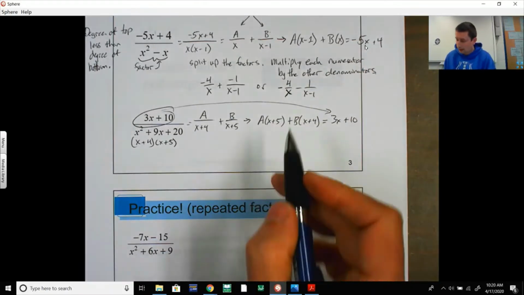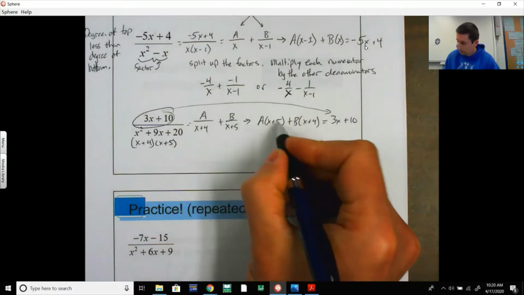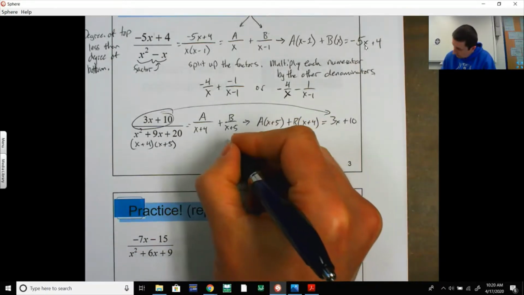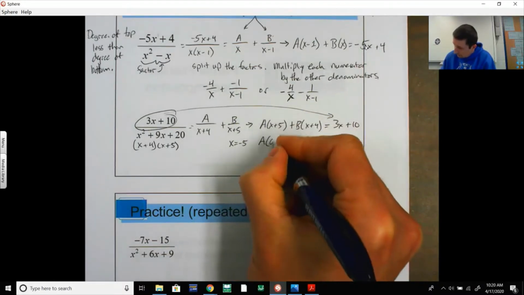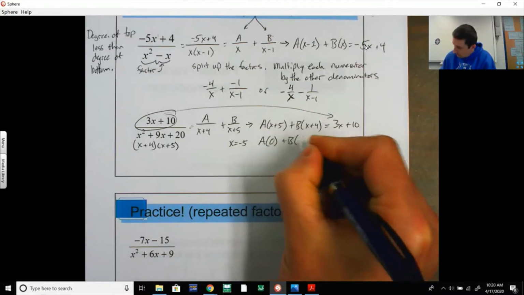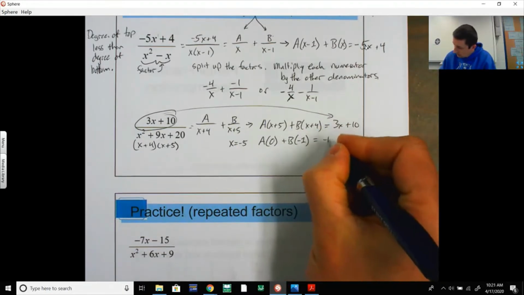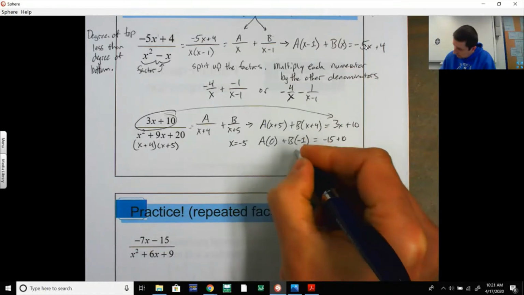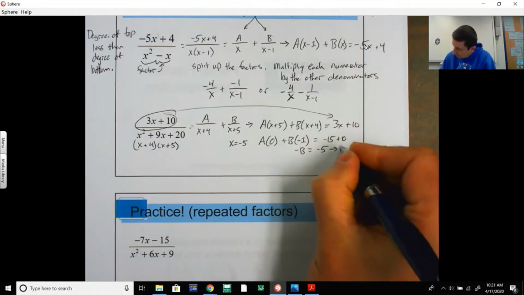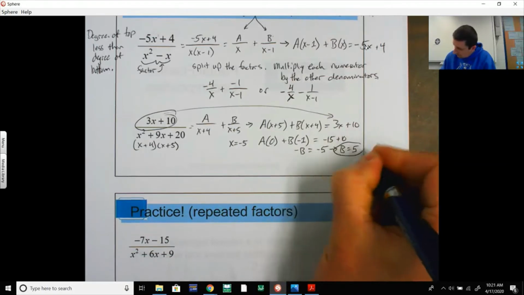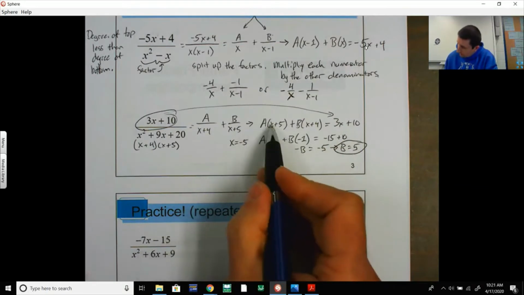Okay, so let's get rid of the a first. X needs to be the number that makes this equal 0. So in this case, x has to equal negative 5. So let x equal negative 5. This would be a times negative 5 plus 5 is 0, plus b times negative 5 plus 4 is negative 1, equals 3 times negative 5, that's negative 15 plus 10. So we get negative b equals negative 5, so b equals 5. There's my b value for that.